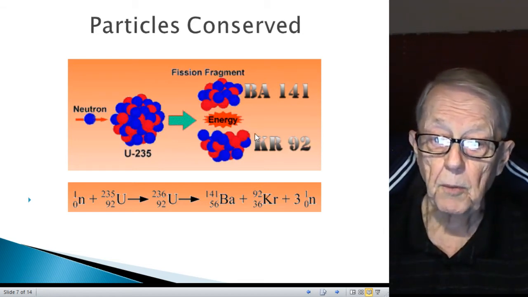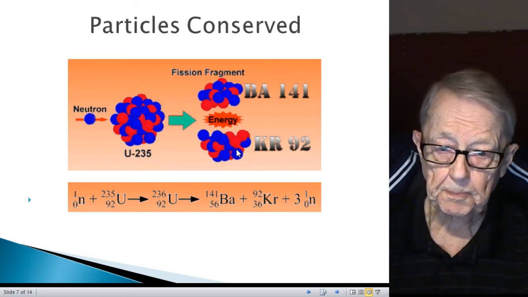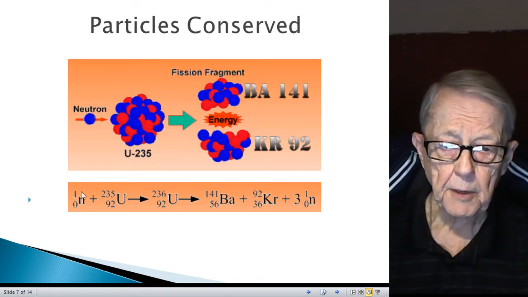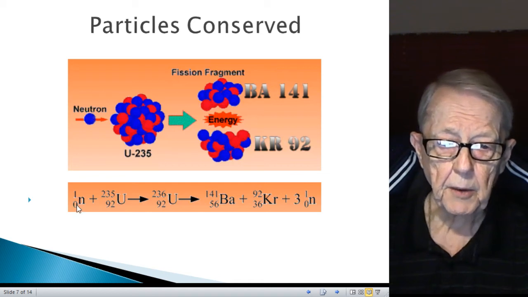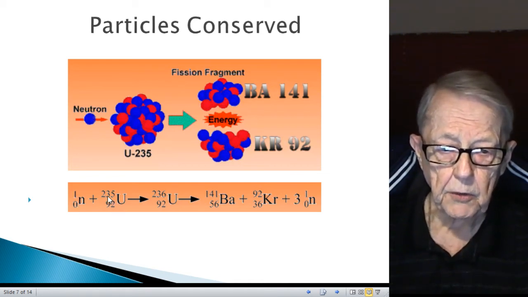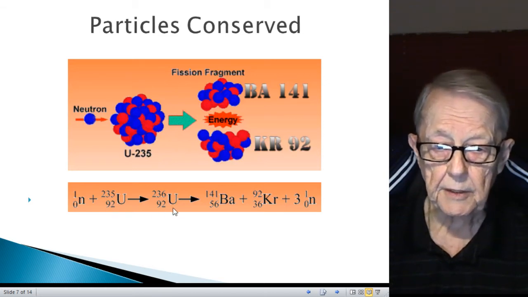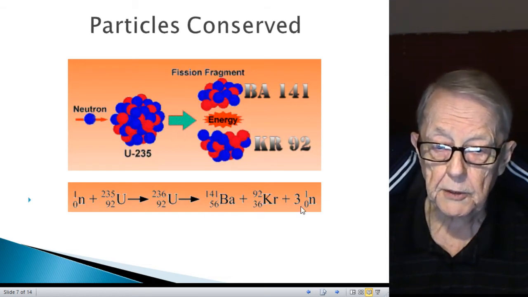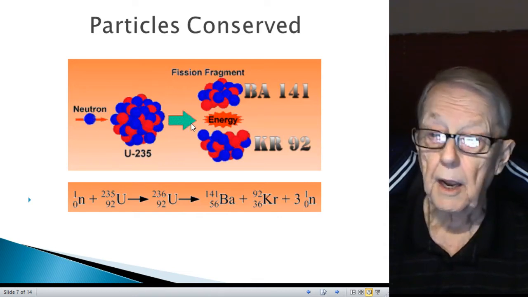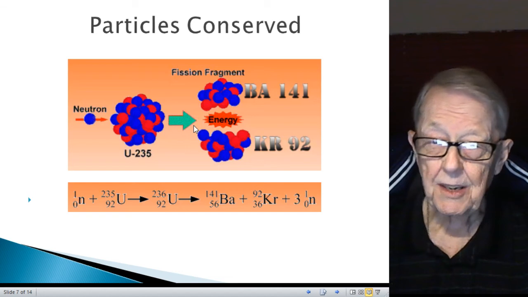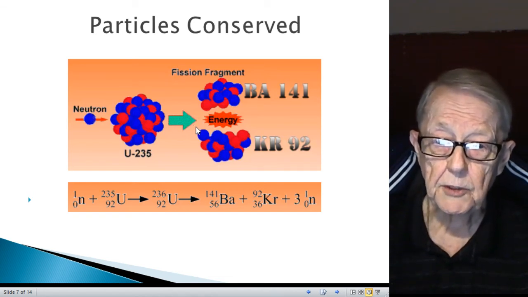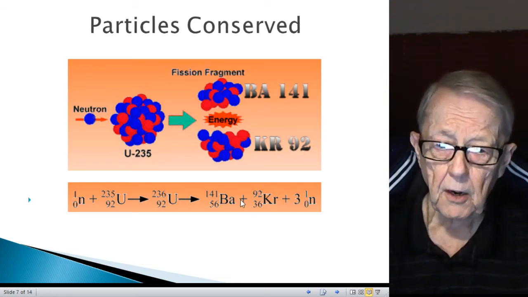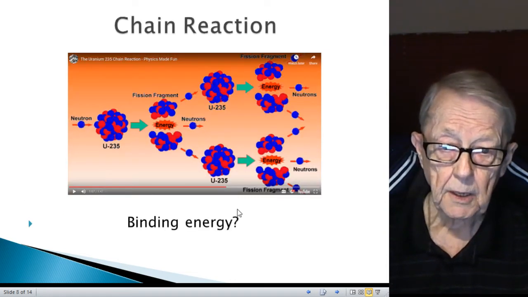This is barium-141. This is krypton-92. There's the energy. This slide didn't show the 3 neutrons, but here you can see that the 1 neutron plus the U-235 makes 236, and then that sets up the U-236, which they say is unstable, breaks into these 2 pieces plus 3 neutrons. And the particles are conserved. You know, at first blush, if the particles are conserved, where's this energy coming from if all the particles are still there?